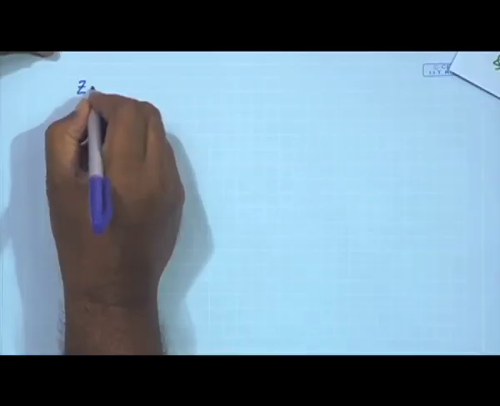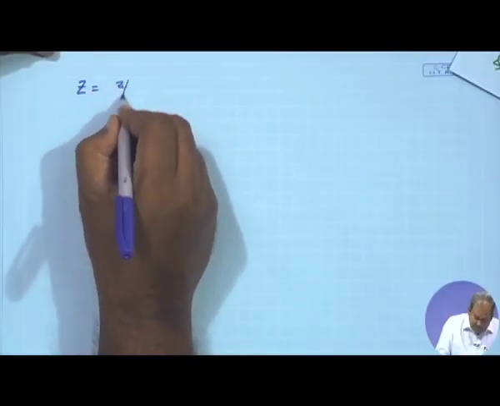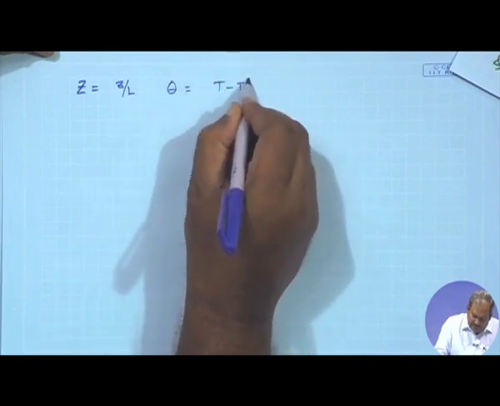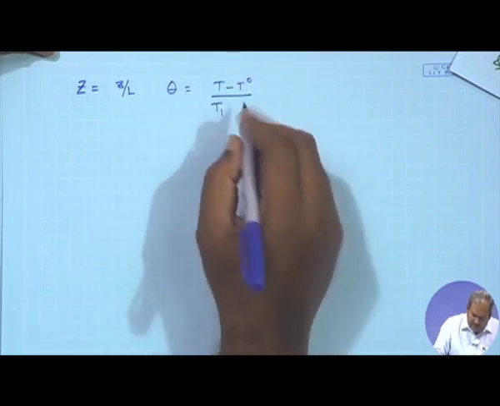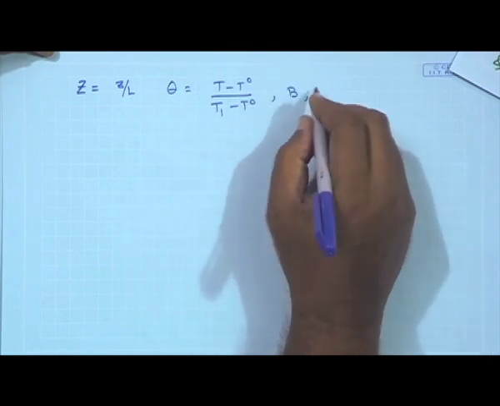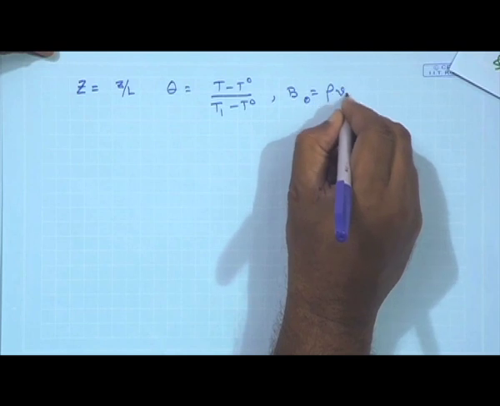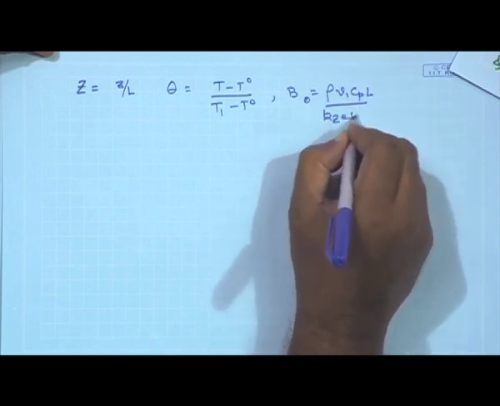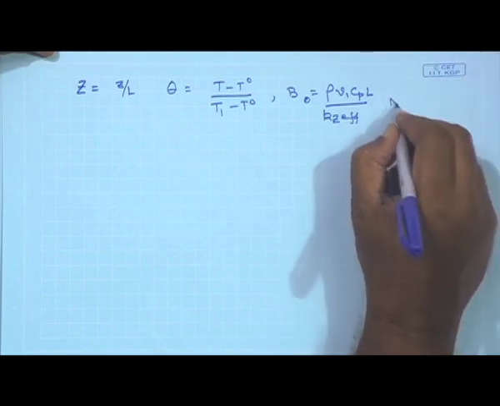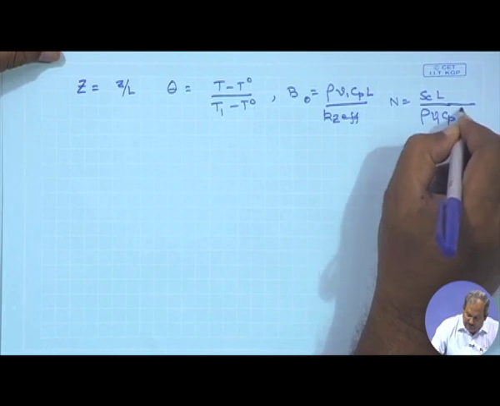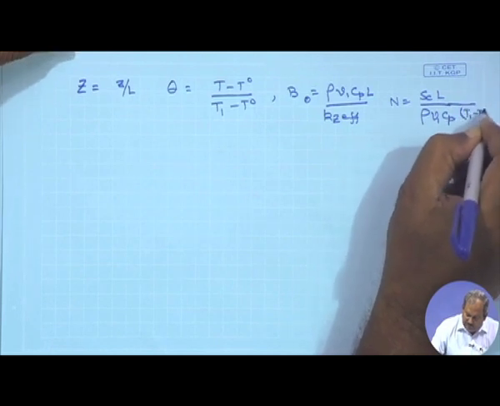So, what is done is that the new dimensionless numbers are z by L, theta, the temperature, is T minus T naught, where T naught is the reference temperature, and there are other terms B, which is rho V1 Cp L by K Z effective, and N, which is SCL by rho V1 Cp (T1 minus T naught).